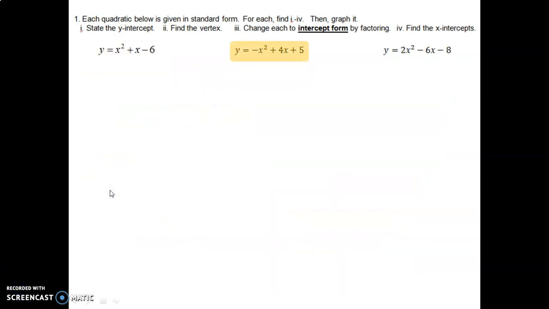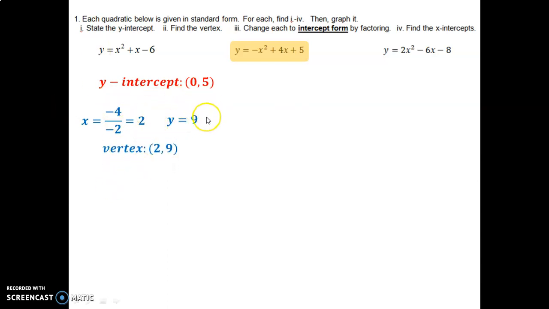Okay, we're trying the second one now. So y-intercept, (0, 5). Vertex, using negative b over 2a, then substituting 2 into the equation, we get this vertex.